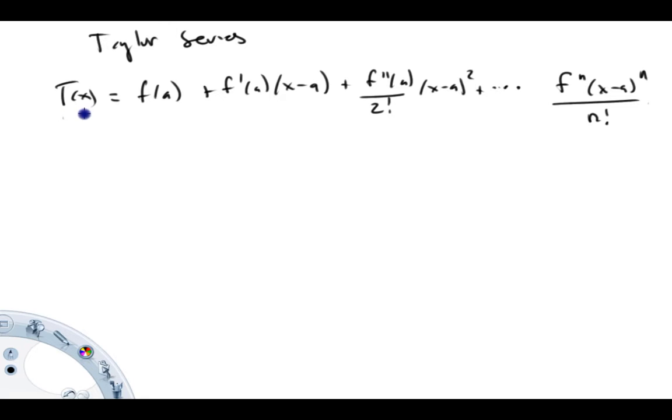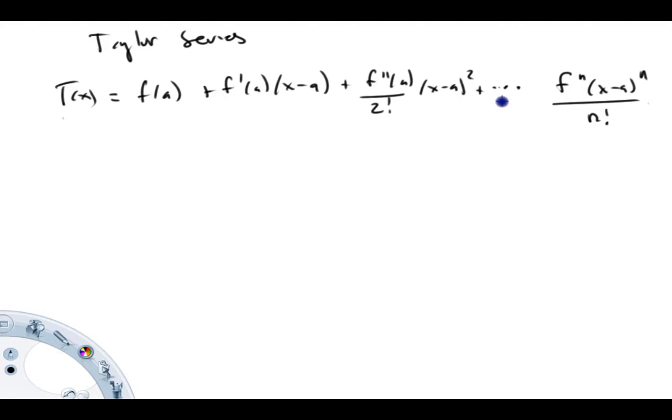A Taylor series as a function of x is equal to, if I have a function f of a, and again you calculate a Taylor series at a point. So a would be the x value that we're calculating the Taylor series at. So the Taylor series would equal f of a plus f prime of a times x minus a plus f double prime at a over 2 factorial times x minus a squared, etc.